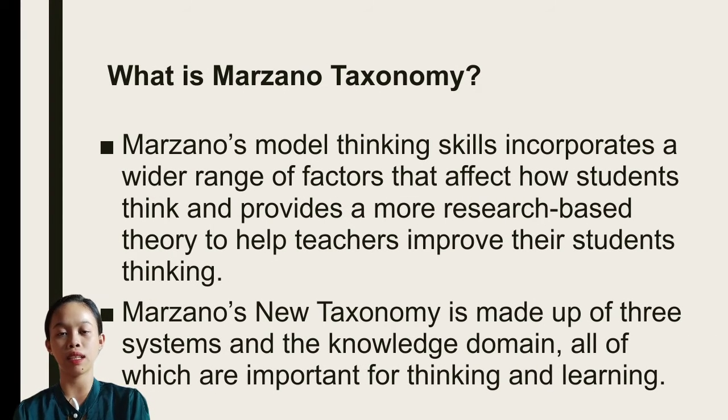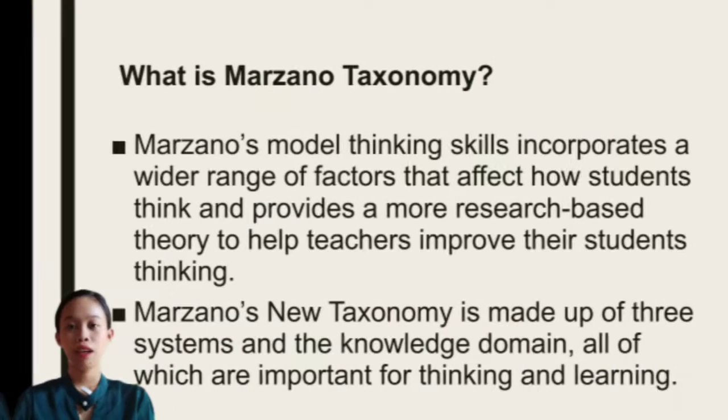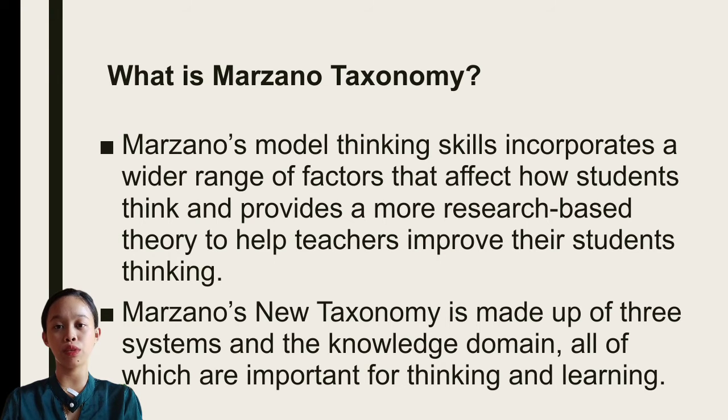Marzano's model of thinking skills incorporates a wider range of factors that affect how students think and provides a more research-based theory to help teachers improve their students' thinking. Marzano's new taxonomy is made up of 3 systems and the knowledge domain, all of which are important for thinking and learning. Marzano believes that teachers need to choose areas of improvement throughout the year and administrators should be responsible for providing opportunities to observe effective strategies of other teachers.